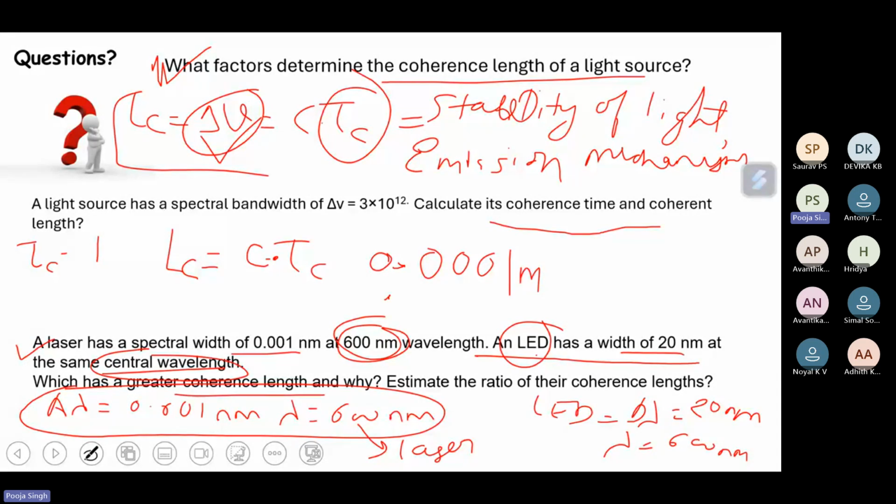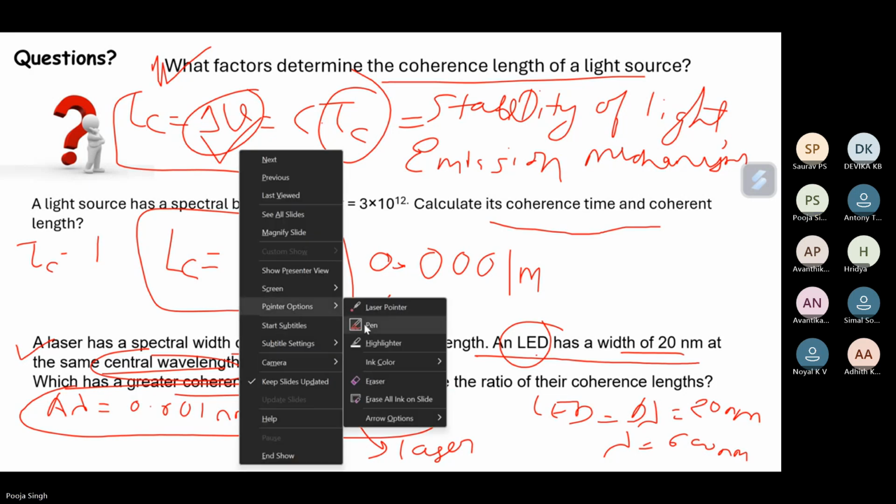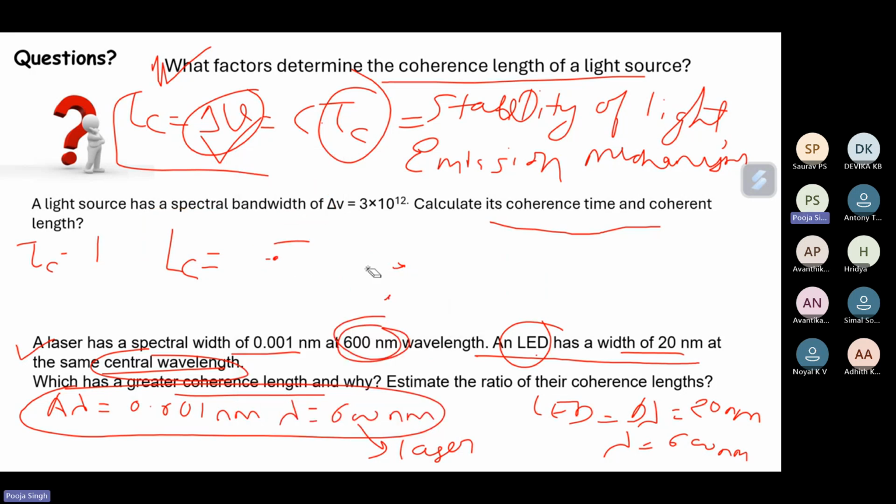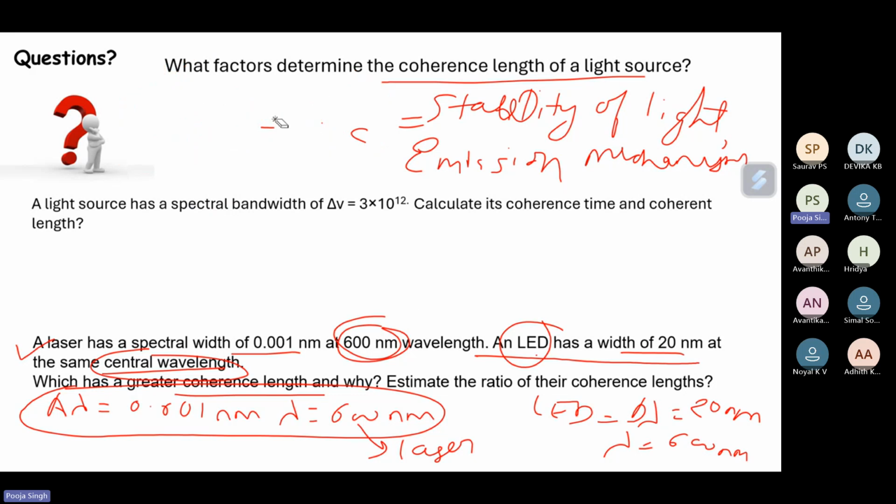So it is asking coherence length. What is the formula? This, right? It's this. Okay, so this is the coherence length formula. So what you have to do is basically, let me erase this one. The question, I think you have understood what it is telling.